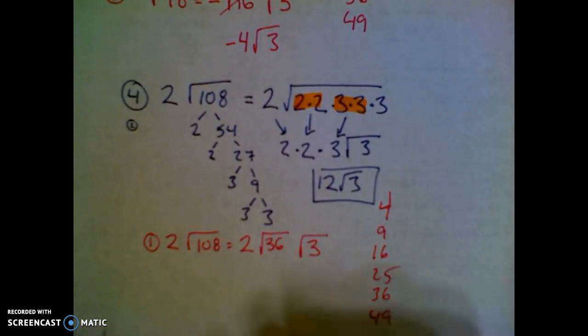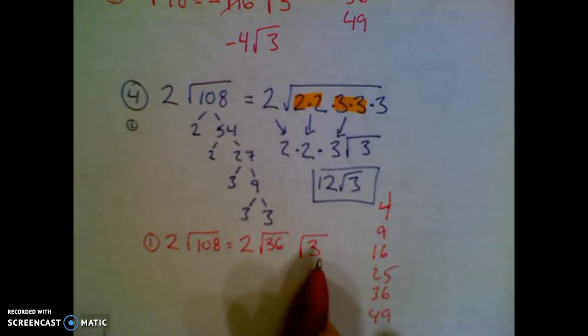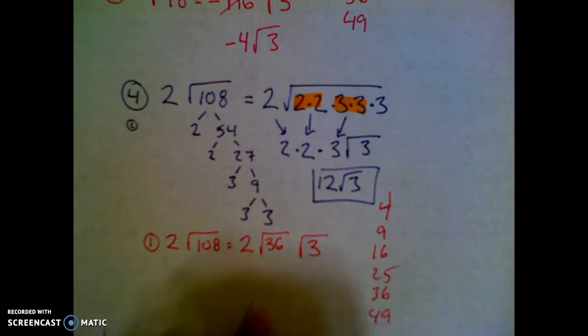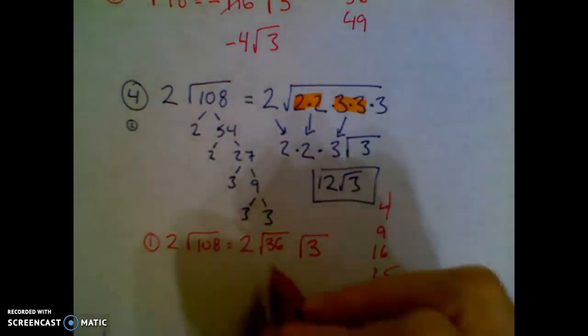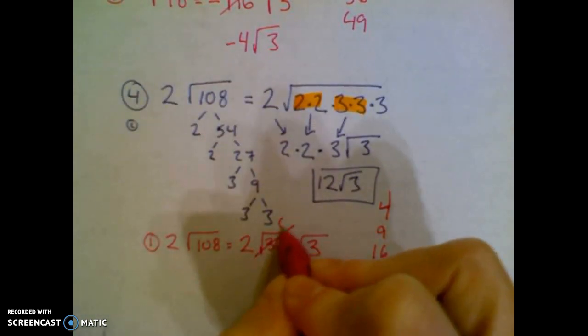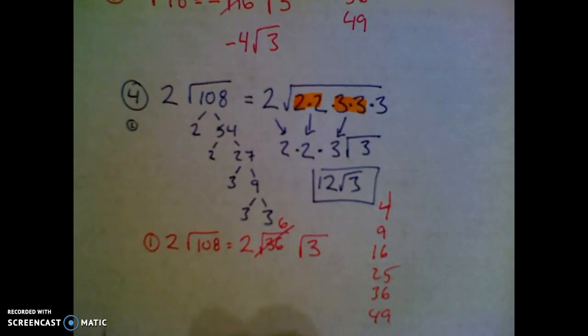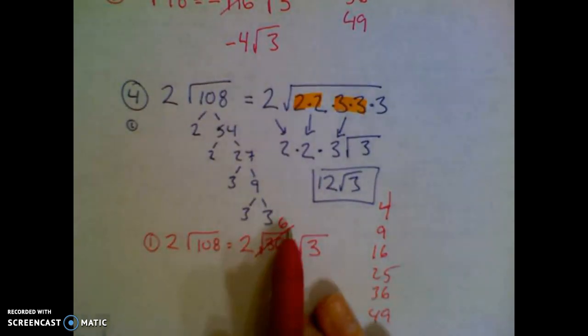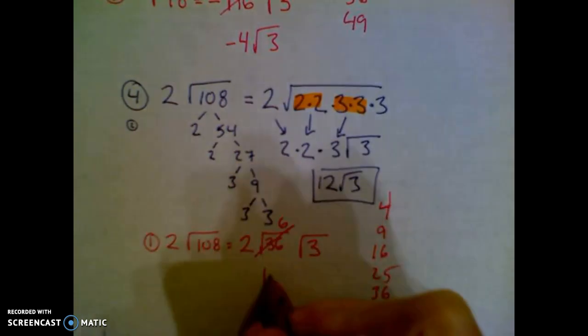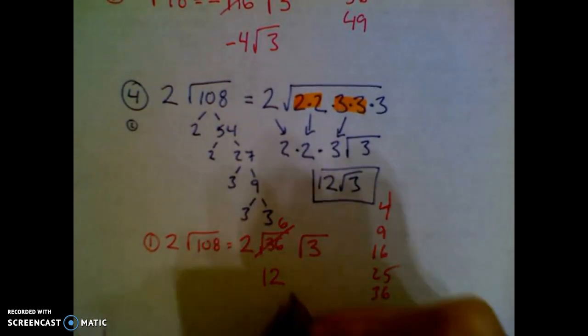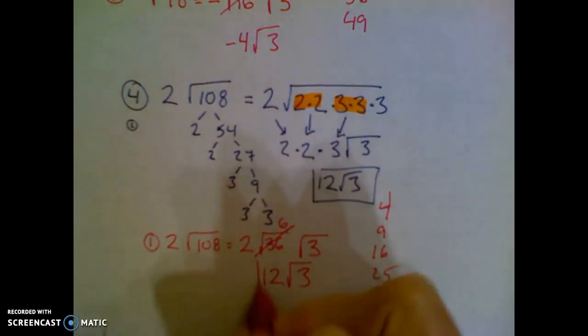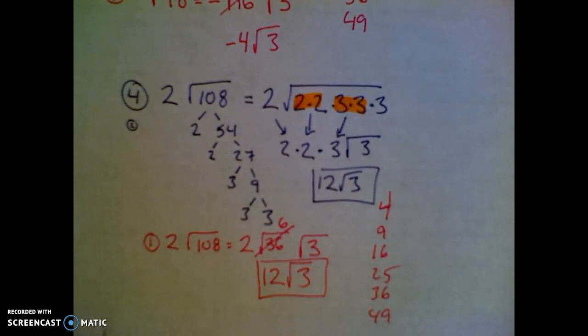And because I've chosen the largest perfect square, 3 should not have any perfect squares inside of it, and 36 should reduce. Well, the square root of 36 is 6. So now on the outside, I have a 2 and a 6, which is 12. And on the inside, I'm stuck with that root 3. So I, again, get 12 root 3.